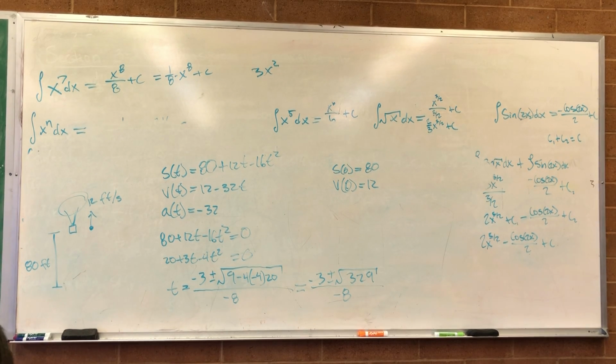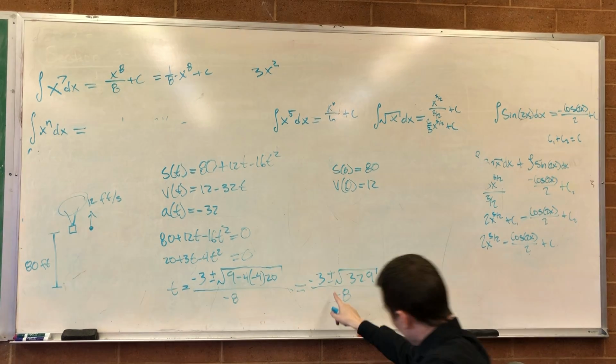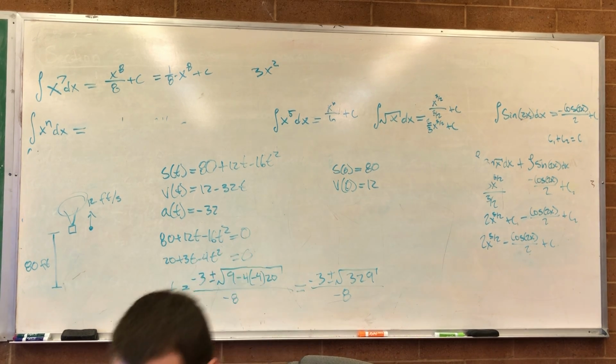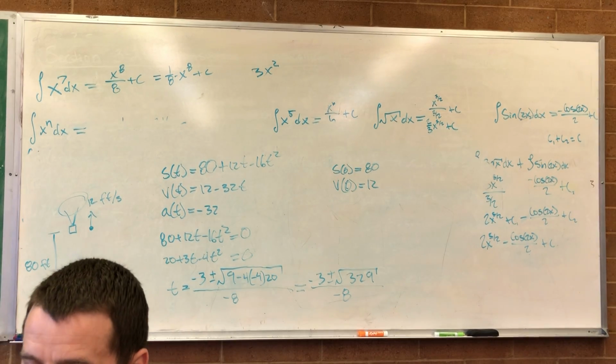329. What could that be squared? Doesn't come out evenly. I wonder if we made a mistake. Let's see. Negative 16t squared plus 12t plus 80. That's what we got. Negative 3 plus or minus the square root of 329 over negative 8. Which gives us, when we take the positive case, we get a negative number. When we take the negative case, we get a positive number.